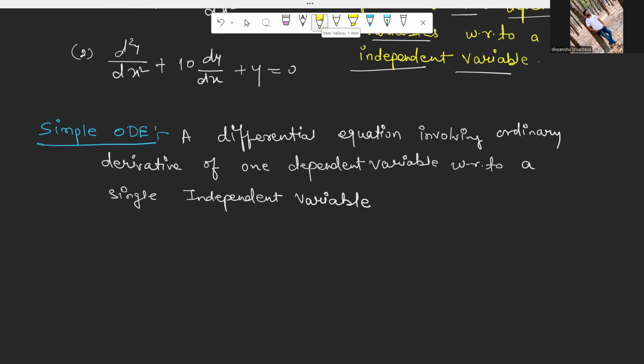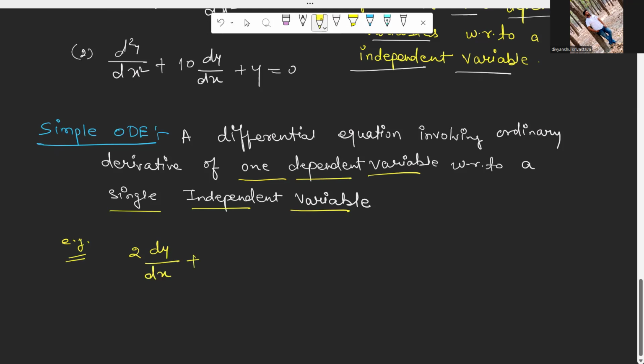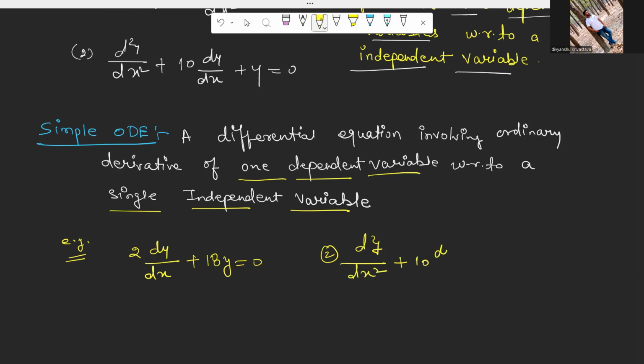Here one thing keep in your mind: the differential equation involves ordinary derivatives, and it should have one dependent variable with respect to a single independent variable. That is your simple ODE. For example, dy upon dx plus 18y is called a simple ODE. And the second example, d2y upon dx square plus 10 dy upon dx plus y equals 0, is also a simple ODE.